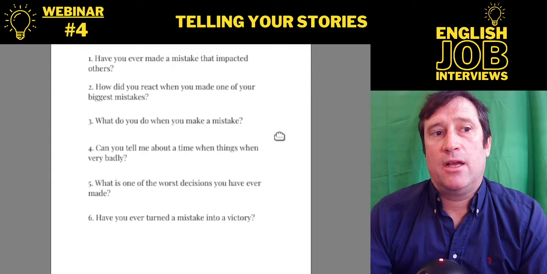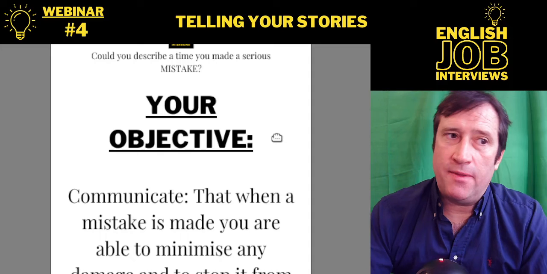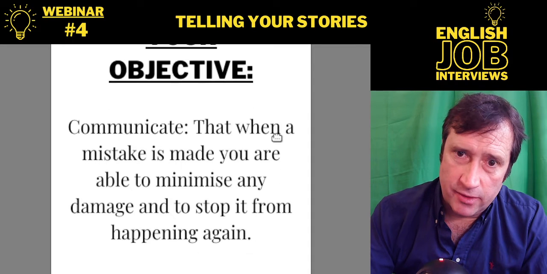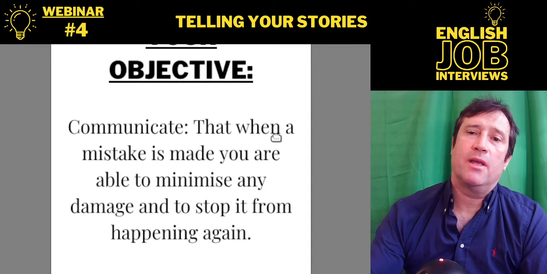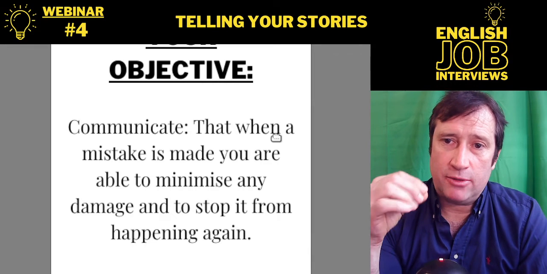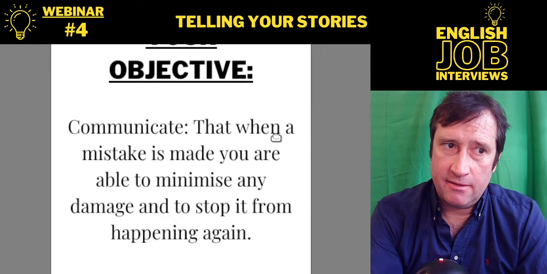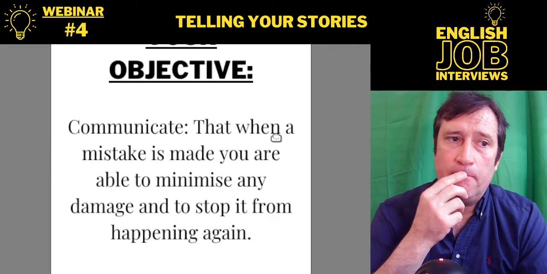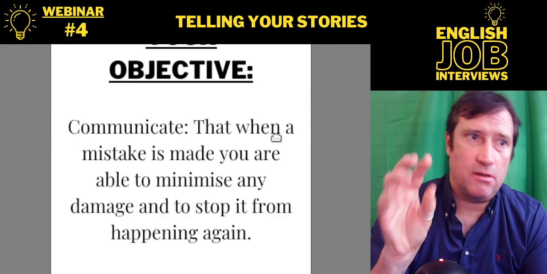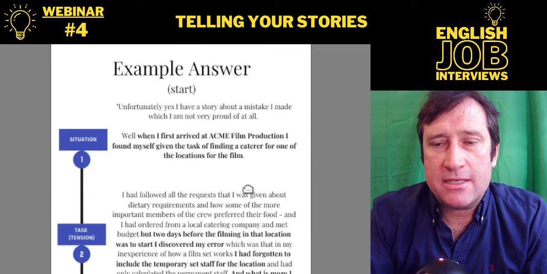Okay, golly. What is your objective with the mistake type story? Here, the key objective is that when a mistake is made, you are able to minimize any damage and stop it from happening again. Okay? That's your ideal story to communicate. And let's have a look at an example answer.